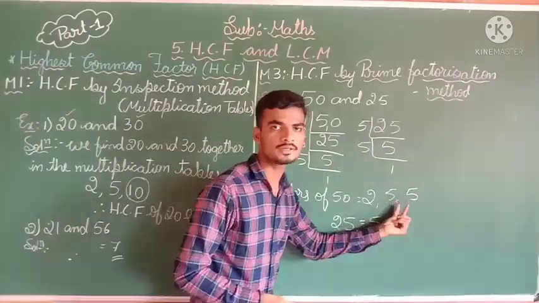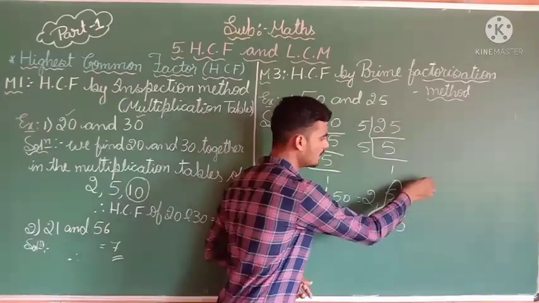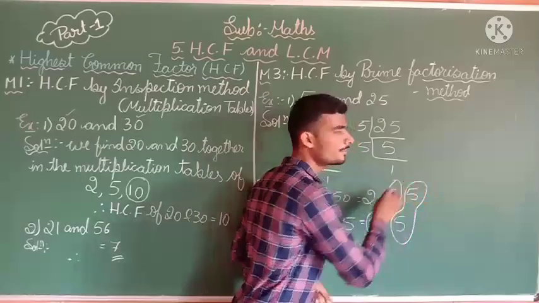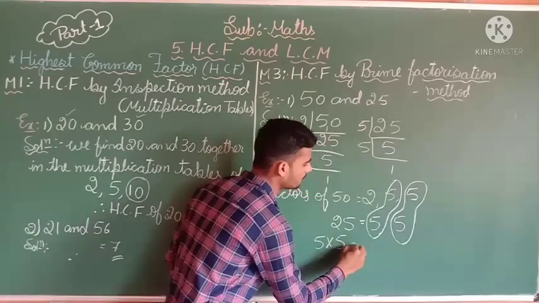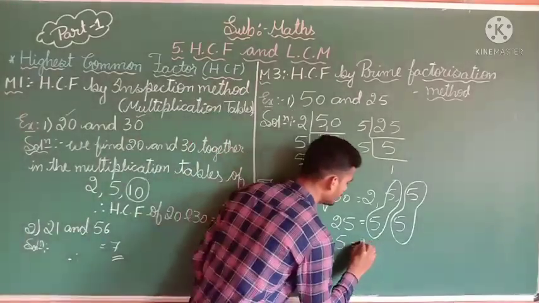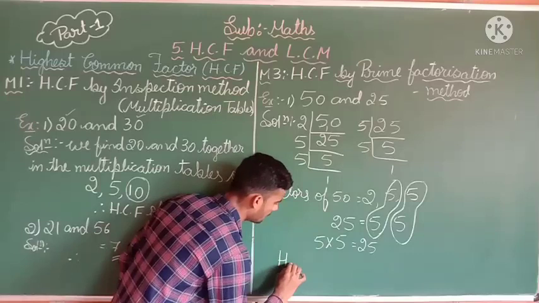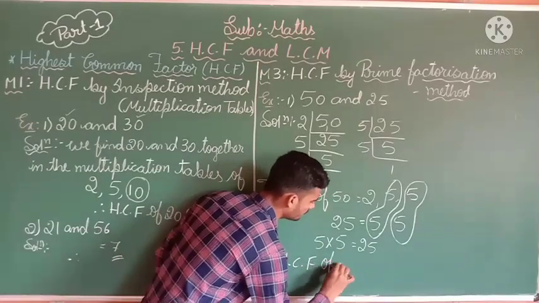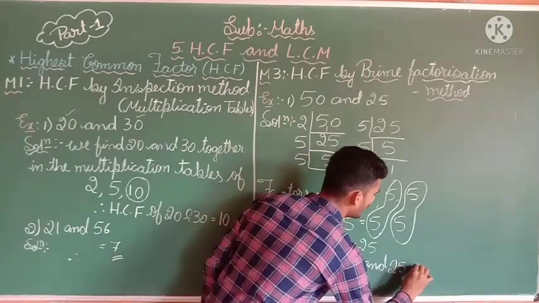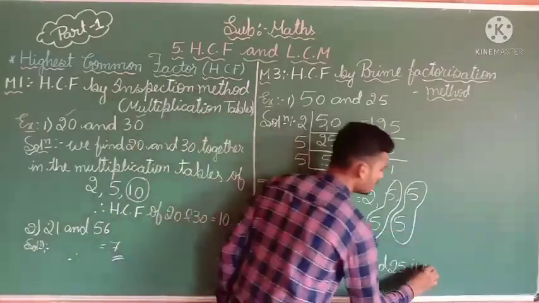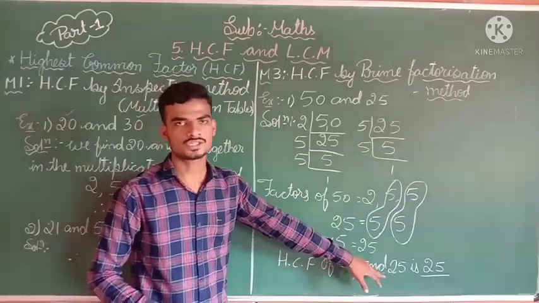Now what are the common numbers we are going to see here? 5 is common. Then here also 5 is common. Two numbers we got common. Now 5 into 5. 5 5s are how much? 25. Now the HCF of 50 and 25 is how much we got here? 25. Okay, in this way you want to find the solution.